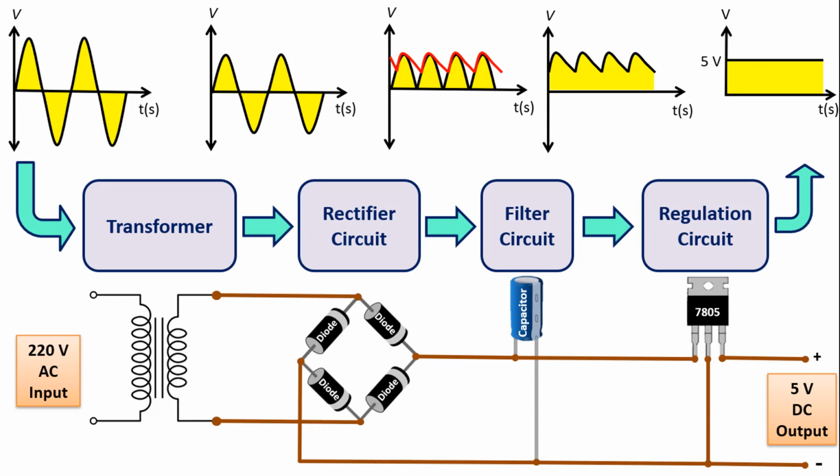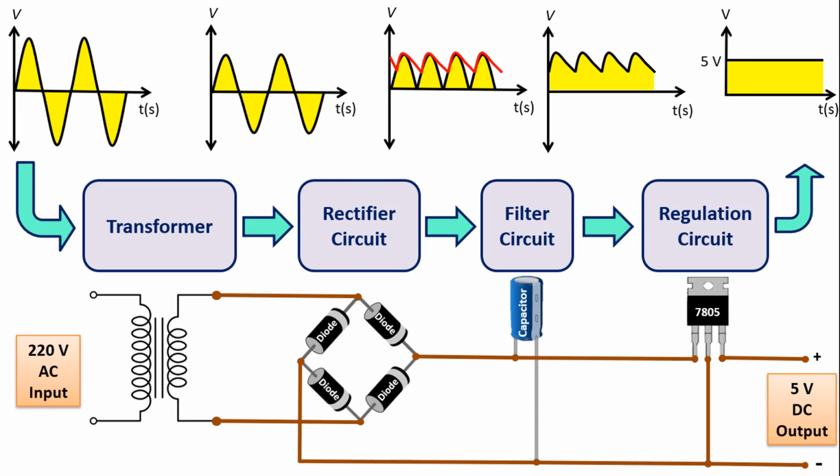The voltage regulator is also used to stabilize the voltage in a certain range. Thanks to this voltage regulator, we can obtain a flat 5 volts DC voltage at the output by eliminating these small fluctuations in the voltage at the capacitor output. With this voltage, you can now charge your appropriate electronic device.